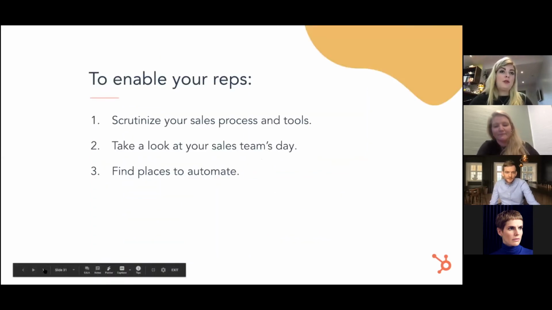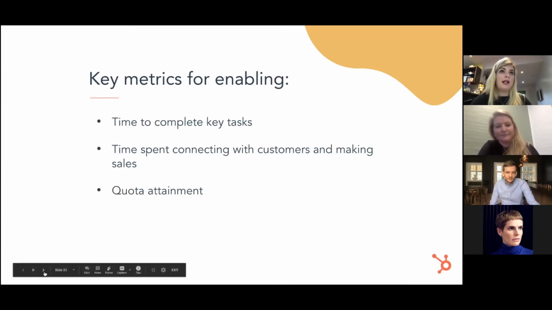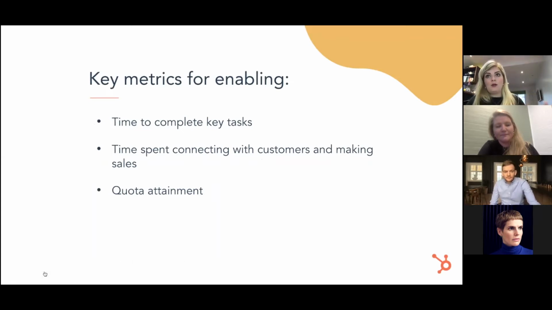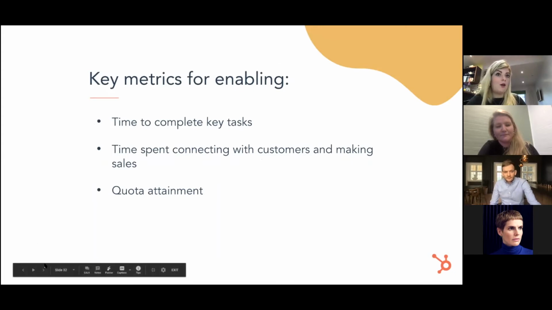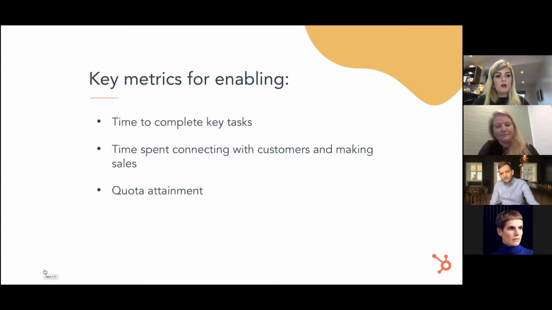Enable the reps. Look at the tools. Look at the day-to-day, automate. And these are the data points here. How long does it take to complete the tasks? What time is spent connecting with customers and making sales? And quota attainment. This is something you can achieve with the use of a CRM and the use of reporting early days.